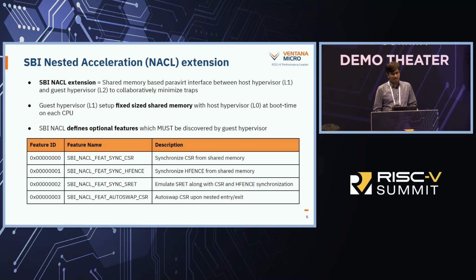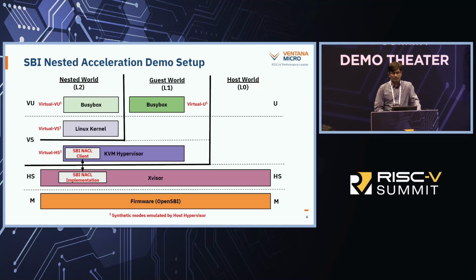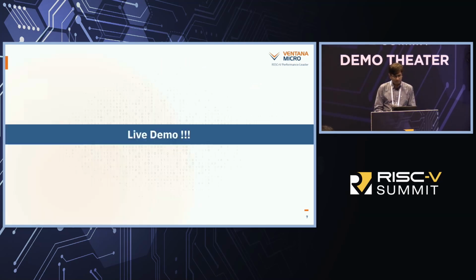We have designed this SBI NACL extension, which achieves this functionality. The extension itself is modular, defined in terms of optional features, and it's up to the implementation what level of acceleration it wants to do. This is the demo setup that I'll be showing next, where I have two separate hypervisors. The L0 hypervisor is XVisor, and the L1 hypervisor is KVM, and I'll be running a regular Linux as a nested world. Okay, so let's move to the demo.